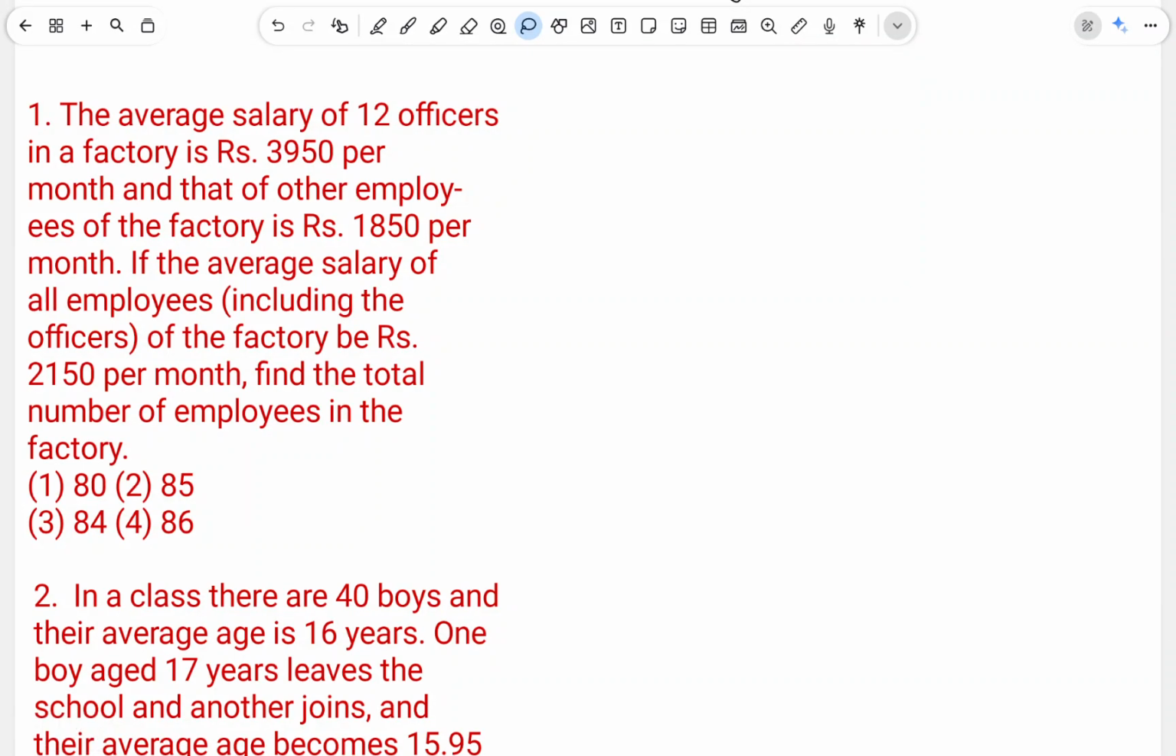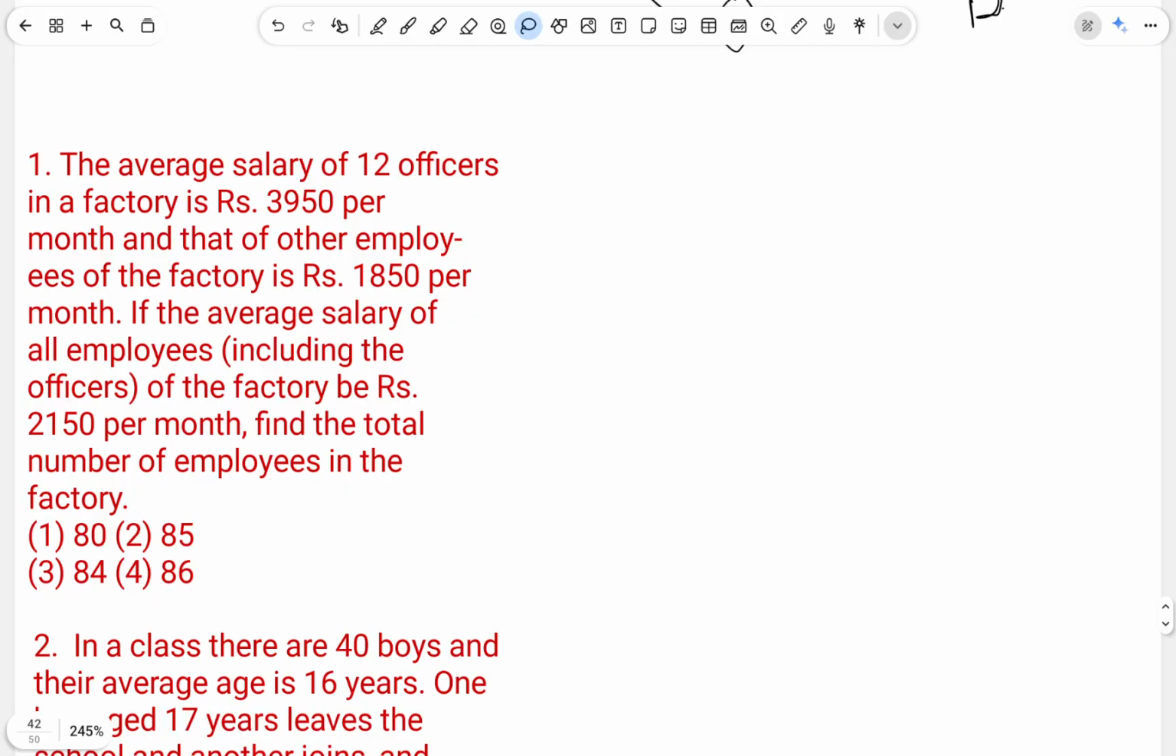A few more questions from average. The average salary of 12 officers in a factory is 3,950 per month, and that of 12 other employees of the factory is 1,850 per month. If the average salary of all the employees including the officers of the factory is 2,150, we are taking the allegation.